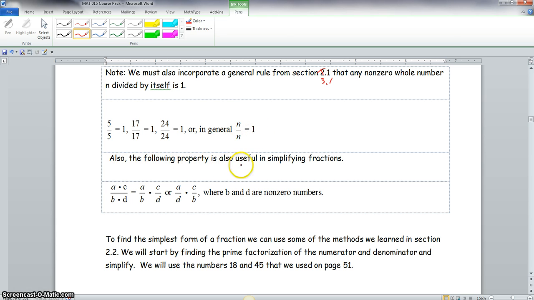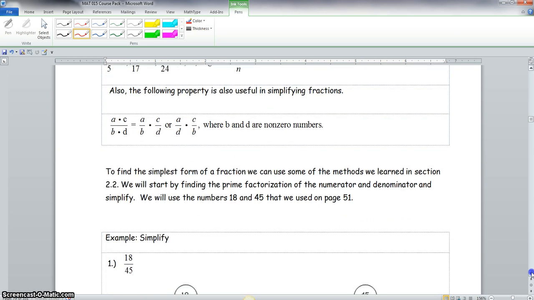Also, the following property is useful in simplifying fractions. We have a times c over b times d, and we could separate this. We could take a over b times c over d, or we could put a over d times c over b, where b and d are non-zero numbers. It will give you the same answer.